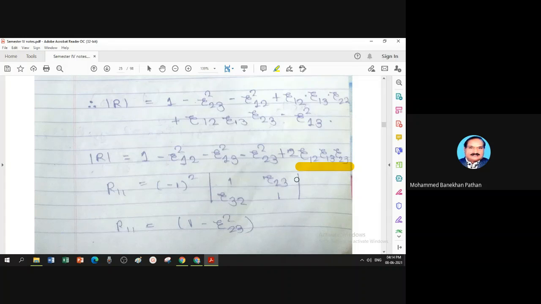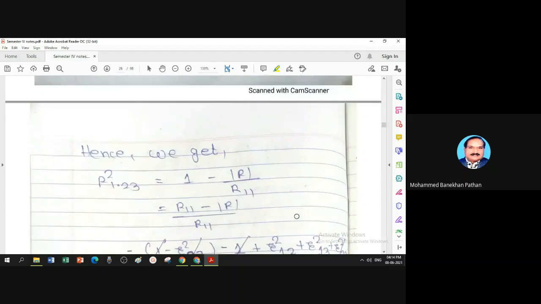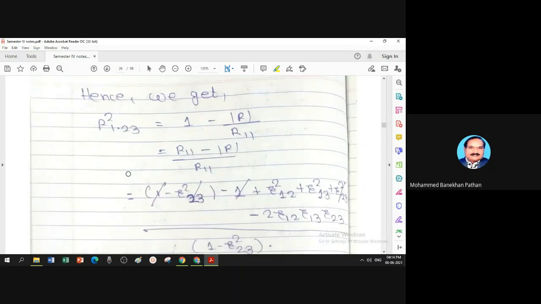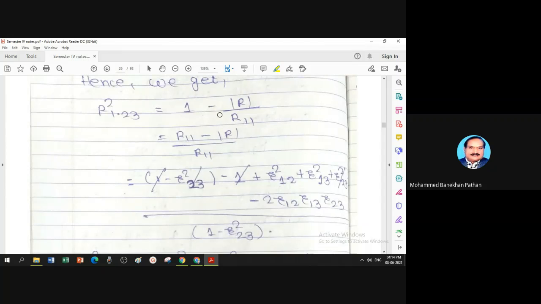And what is the rest? It is a determinant obtained from the correlation matrix by eliminating the first row and the first column. So you get 1 minus R23 squared, that is 1 minus the square of R23. This is the denominator. Put in the expression of R square 1.23: 1 minus determinant of R divided by R11.